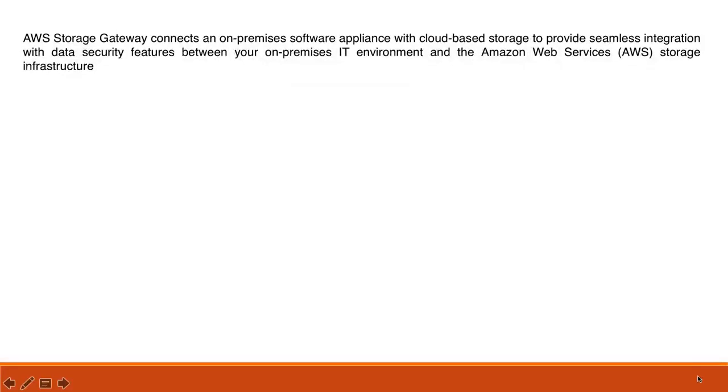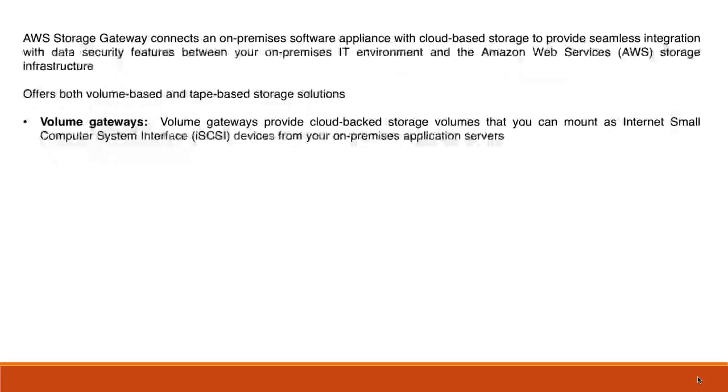AWS Storage Gateway. Now, AWS Storage Gateway connects an on-premises software appliance with cloud-based storage to provide seamless integration with data security features between your on-premises IT environment and the Amazon Web Services storage infrastructure. So if you want to merge your existing storage infrastructure in your own data center with the Amazon Web Services cloud storage infrastructure, then Storage Gateway is the best option. It offers you both volume-based and tape-based storage solutions.